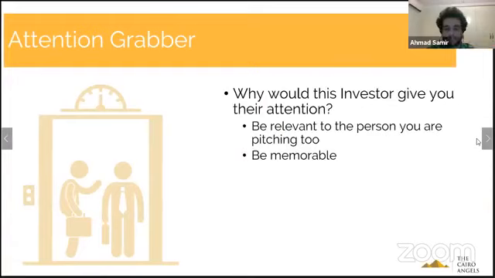So the attention grabber: memorable, relevant. It's always better to have something that no one expects. For example, one of the startups would go for, if you have a pet, please raise your hand. So everyone's a bit confused. Should they actually raise their hand, or is this a rhetorical question?